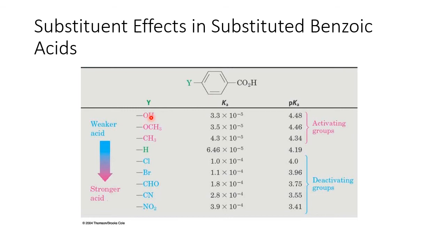So OH and OCH3, these are two electron donating groups as you can see, so they reduce the acidity. The methyl electron donating reduces the acidity. The hydrogen is very weak electron donating. It doesn't matter, so it just reduces the acidity compared to the other ones and so on.